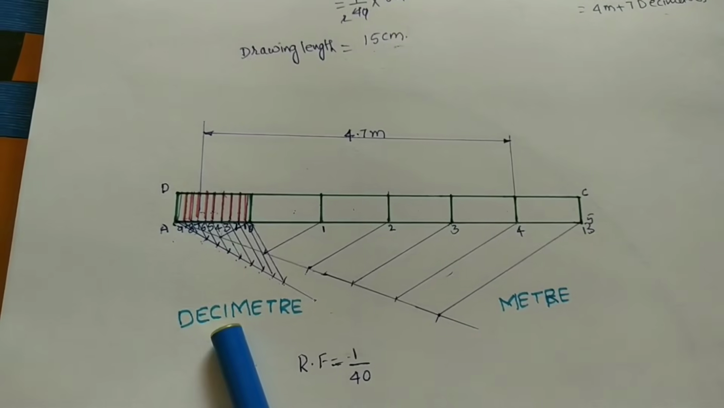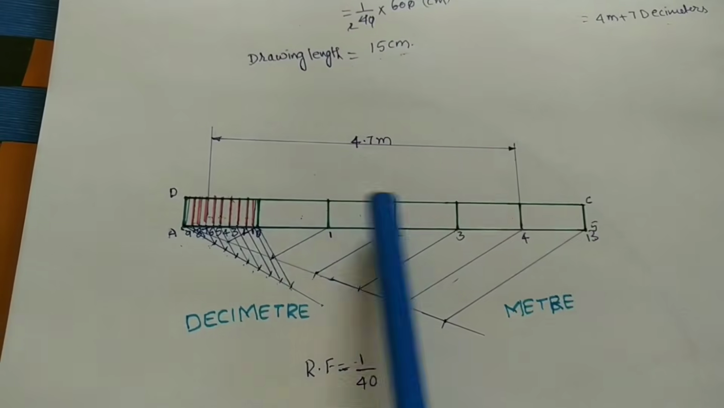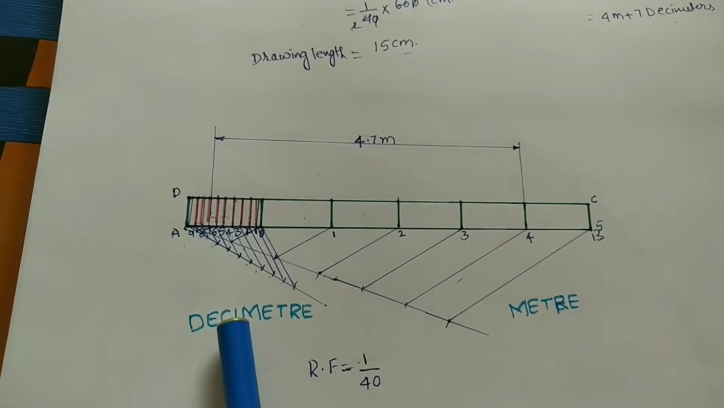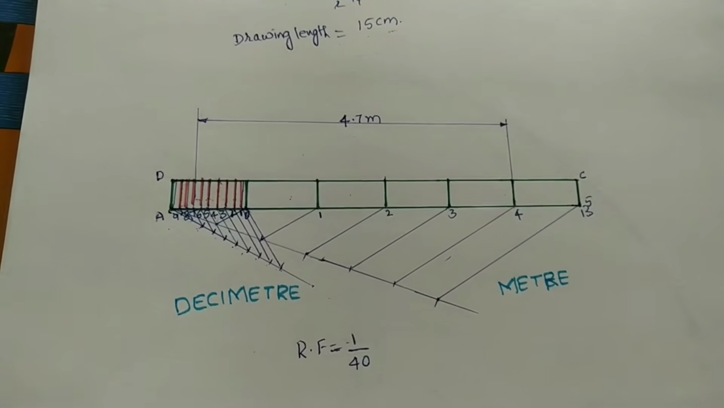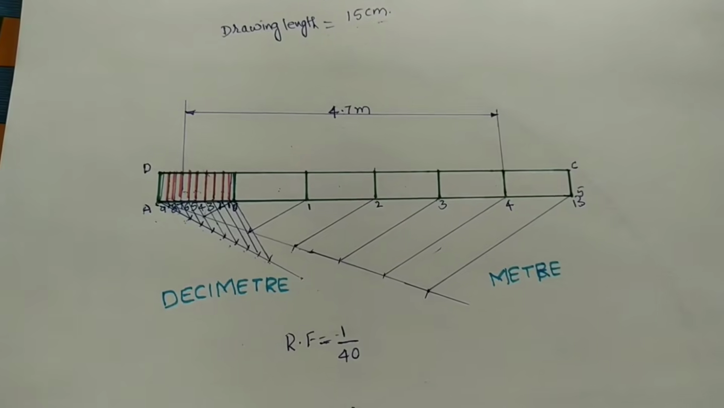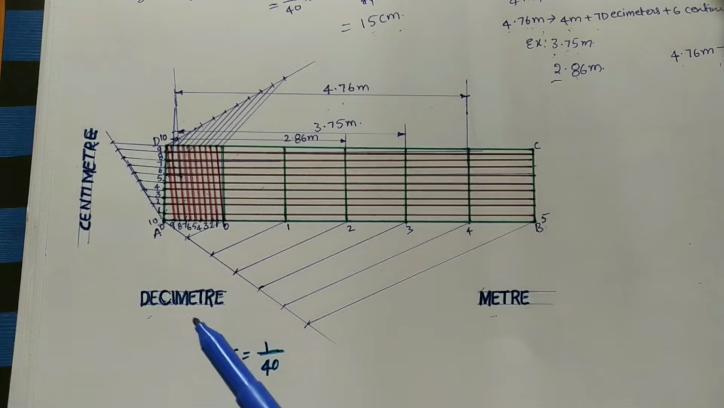If only 2 different units are given, we use this type of scale, which is called a plane scale. If 3 types of units are given, we use the diagonal scale as we have discussed in this class. After writing meters, decimeters, centimeters, write down the RF value. RF is equal to 1/40 for the given scale.